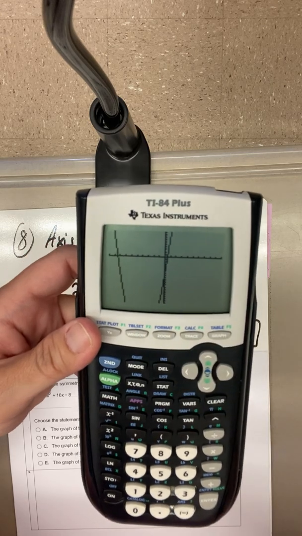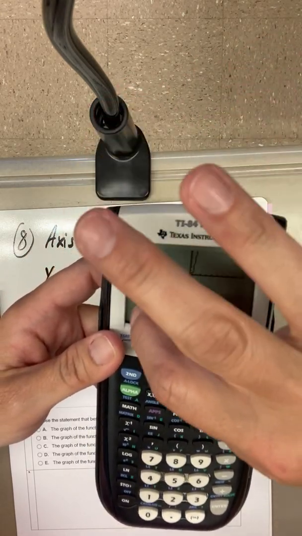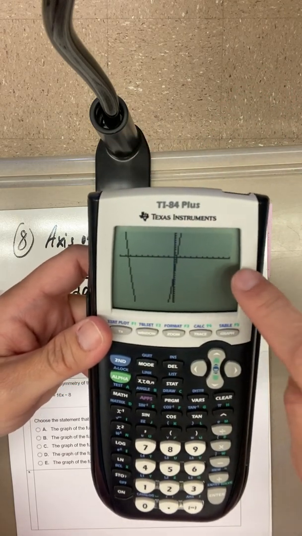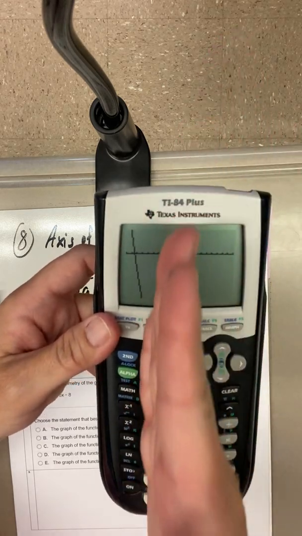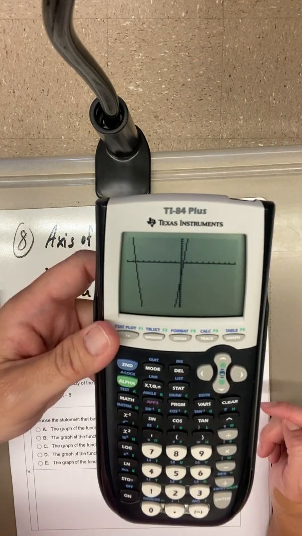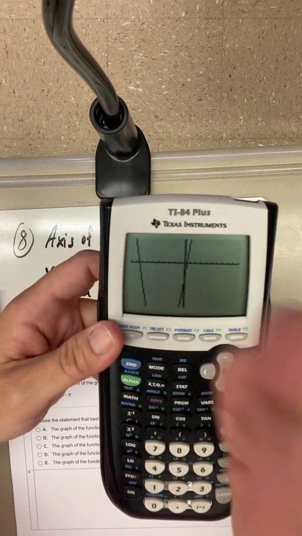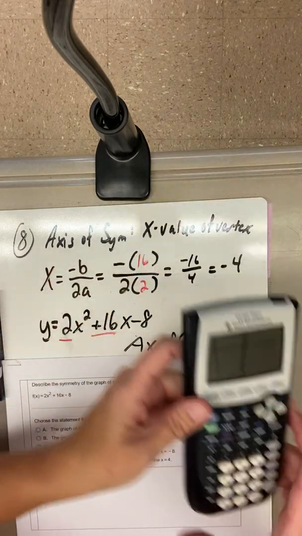But look, their choices are negative 8. Negative 8's right here. So obviously that's not an axis of symmetry. Positive 4 is a choice. That's all the way over here. It definitely has symmetry down the middle of it because it's a parabola. So A is not going to be a choice on multiple choice. And it's definitely not reflecting over the y-axis. So process of elimination. Don't hate, eliminate.